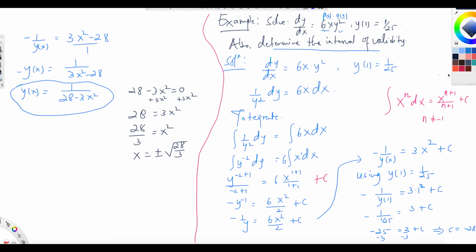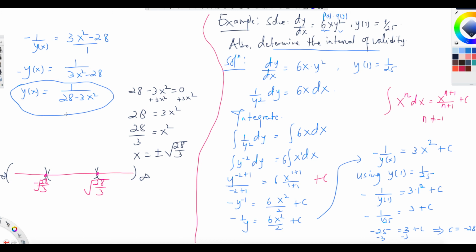What does that mean? Let us draw a line and find the 3 possible intervals. One point is negative square root of 28 over 3, the other is positive square root of 28 over 3. So the interval of validity could be one of these: to the left, going to negative infinity, or to the right, going to positive infinity, or the middle part. At those points the solution is not defined, not valid.